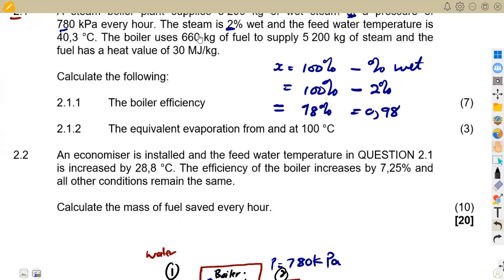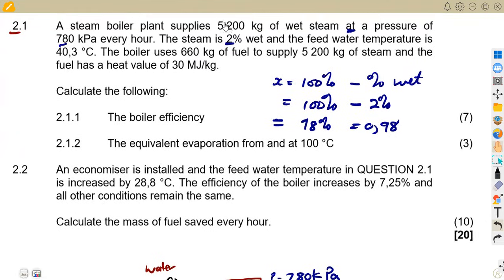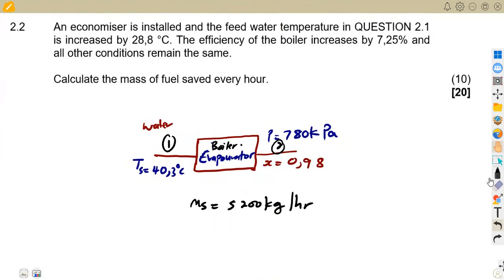Then the boiler uses 660 kgs of fuel to supply 5,200 kgs of steam. So the mass of fuel is going to be 660 kilograms per hour. All right, so that's it.